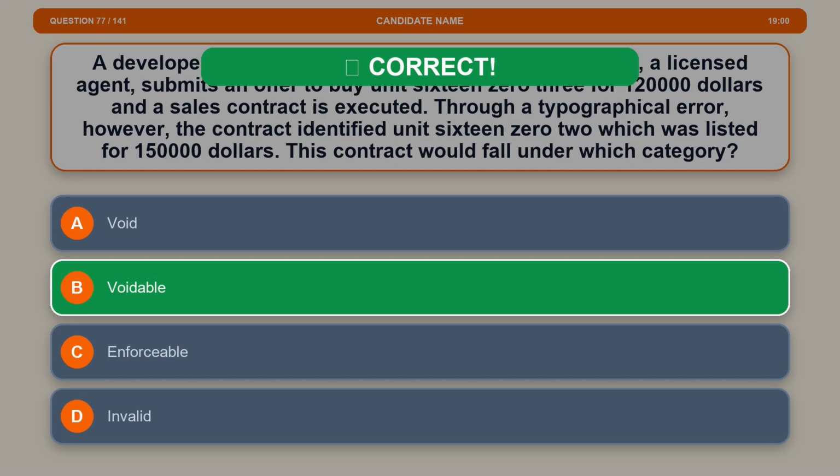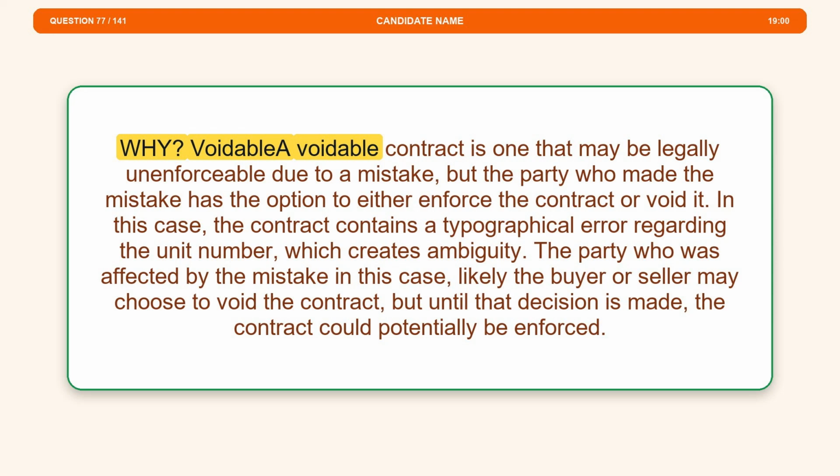The correct answer is option B. Voidable. A voidable contract is one that may be legally unenforceable due to a mistake, but the party who made the mistake has the option to either enforce the contract or void it. In this case, the contract contains a typographical error regarding the unit number, which creates ambiguity. The party who was affected by the mistake, likely the buyer or seller, may choose to void the contract, but until a decision is made, the contract could potentially be enforced.